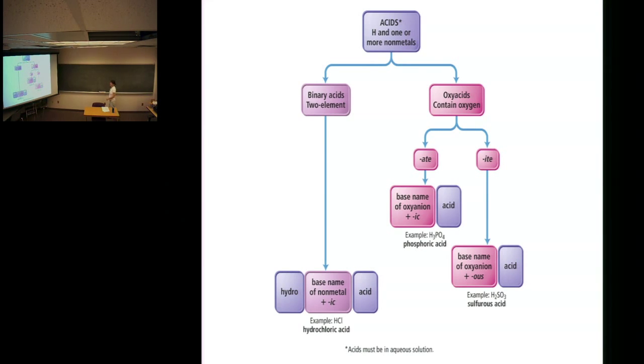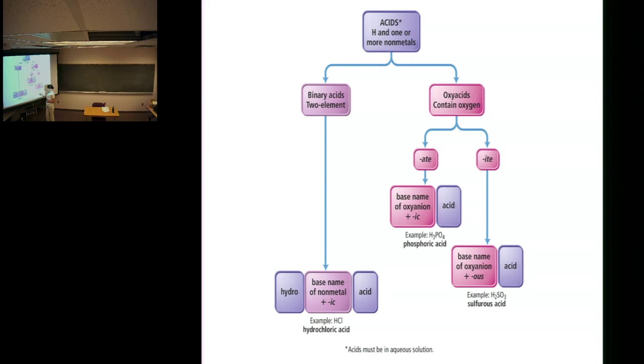So here's your acid flow chart. First, you've got to decide: is it a binary acid or is it an oxyacid? If it's a binary, we said hydro and ic. If it's an oxyacid, what did we say? Ate goes to ic, ite goes to us.